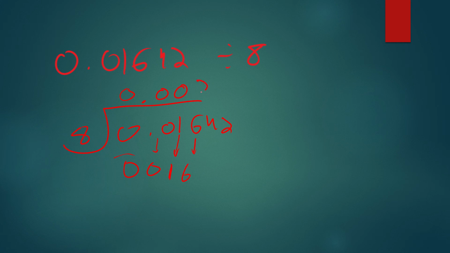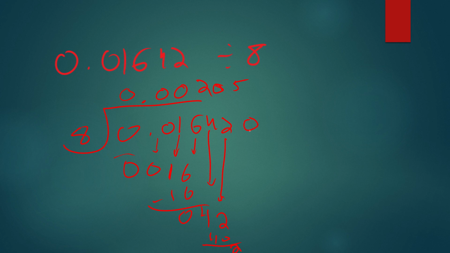So 8 goes into 16 twice. We get 16 minus 16 is 0. Now we're going to bring down our 4. Here, it's very important that 8 goes into 4 0 times. All right, finally, we're going to go 8 into 42. This is a 0. 8 goes into 42 5 times to get 40, and we're going to get 2.